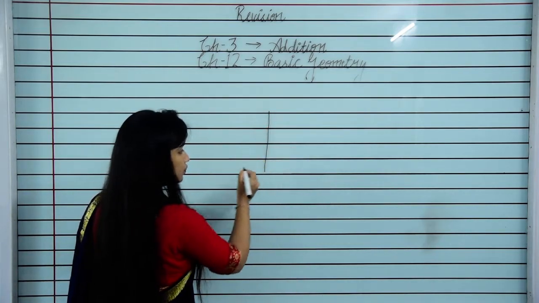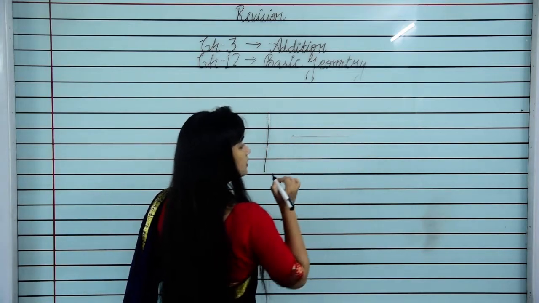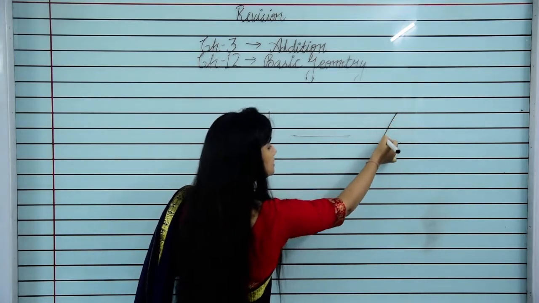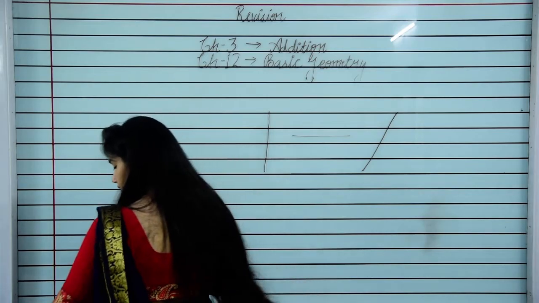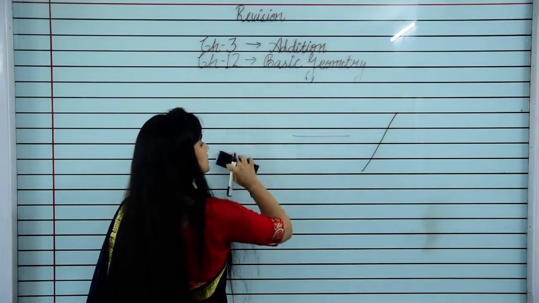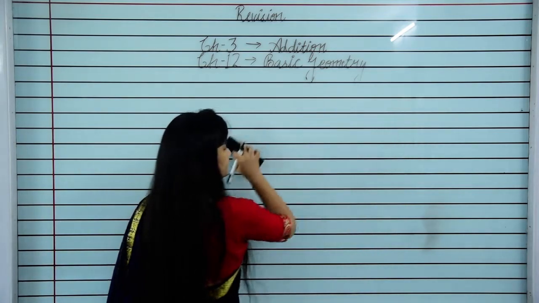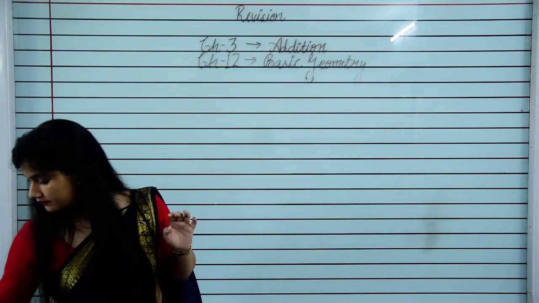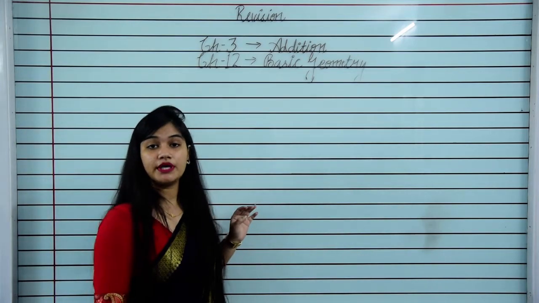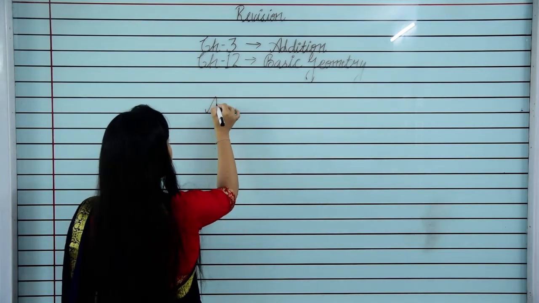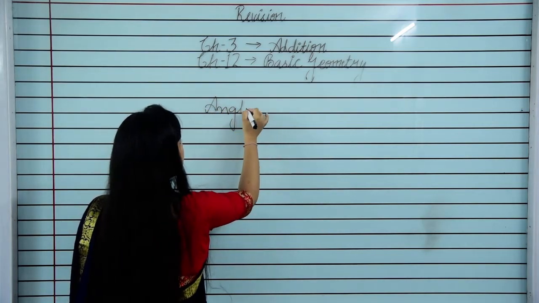As you know, this is a vertical line, horizontal line and this is a slanting line students. So now we'll discuss about the angles. So students, open page number 158. Now we'll study about the angles.